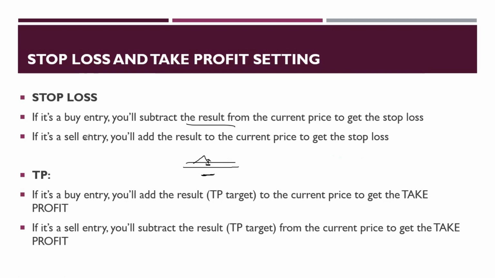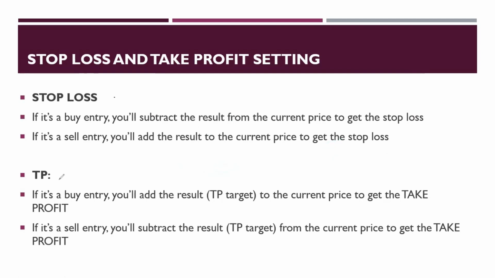Then if it's a sell entry, you would add the result. Now you know the result, which is the 0.1 times the number of pips you are willing to risk. You add the result to the current price to get a stop loss. So assuming you want to sell, that means you have your resistance here. The price came here. You had a confirmation you want to go short. This is the current market price. The stop loss will be set above the current market price here. So what you do is add that result to the current market price to get a stop loss. Simple, very simple.